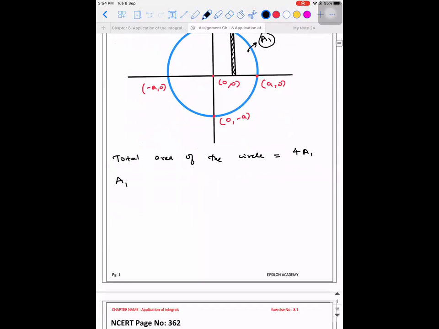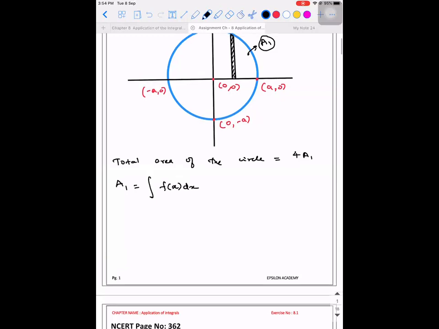But how do we find A1 using integration? So we are sure that we need to use integral. So write integral. The question is whether you're going to do it with respect to the x-axis or the y-axis. Since you have dropped the vertical rectangle, we need to do it with the x-axis. f of x into dx. Write it like this. Now, what are the limits, you guys tell me?